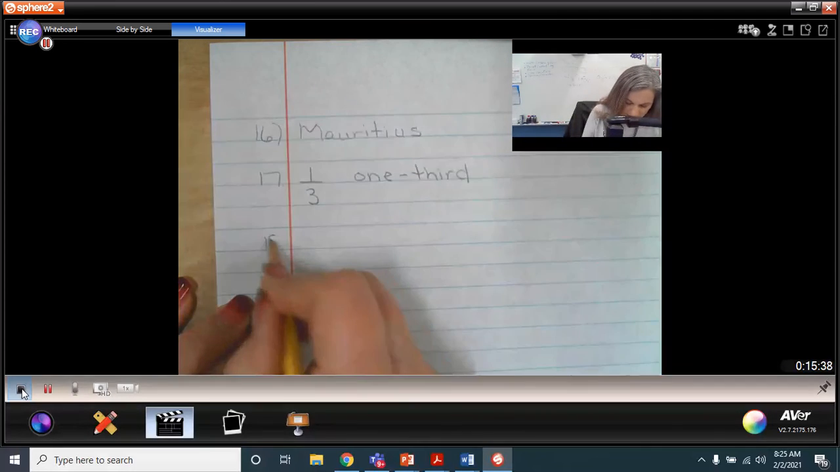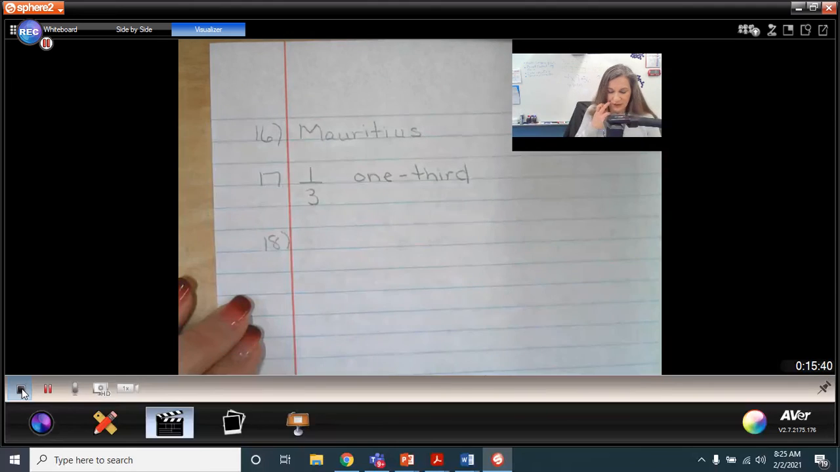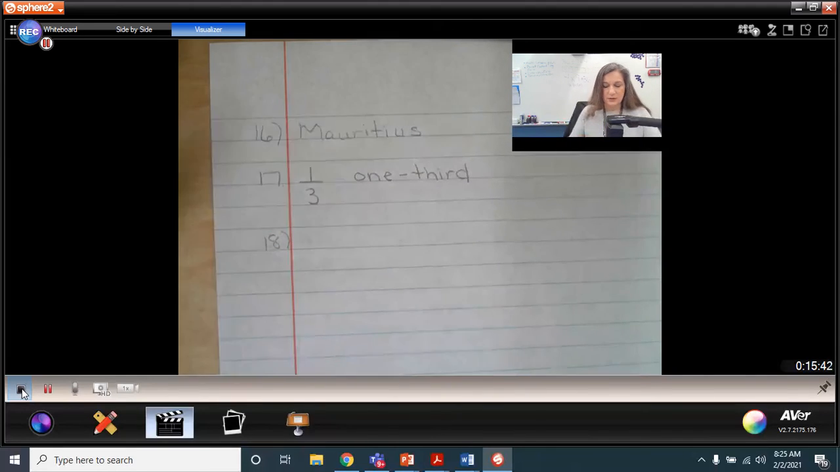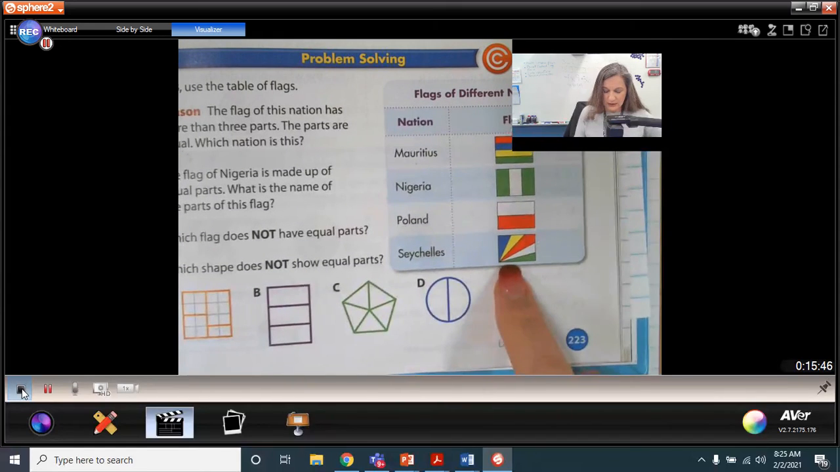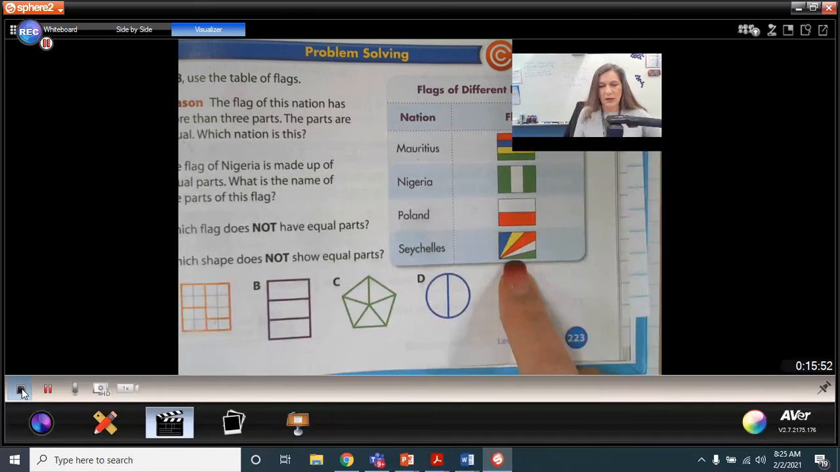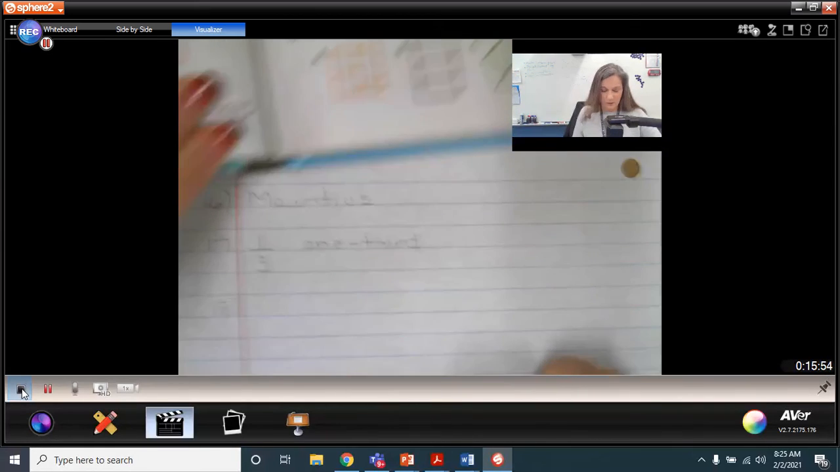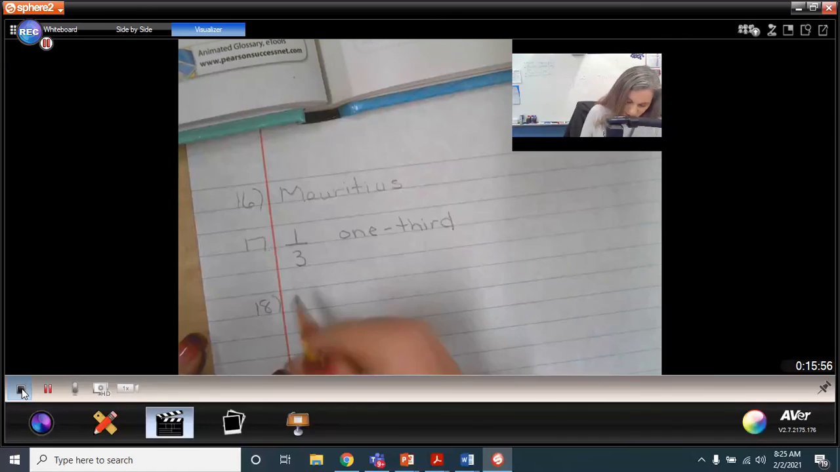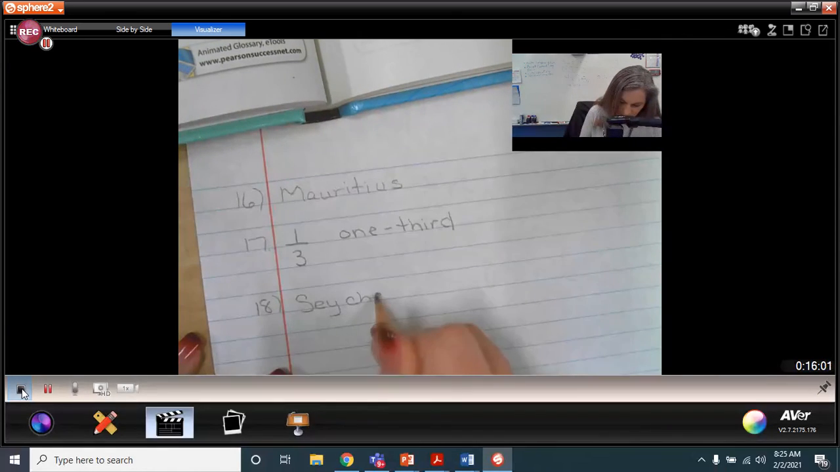Number 18, which flag does not have equal pieces? So we can see right here that Seychelles has 5 pieces, but again, they're not equal. So we cannot write a fraction with this flag. We cannot write a fraction using the parts. So we are going to say Seychelles.